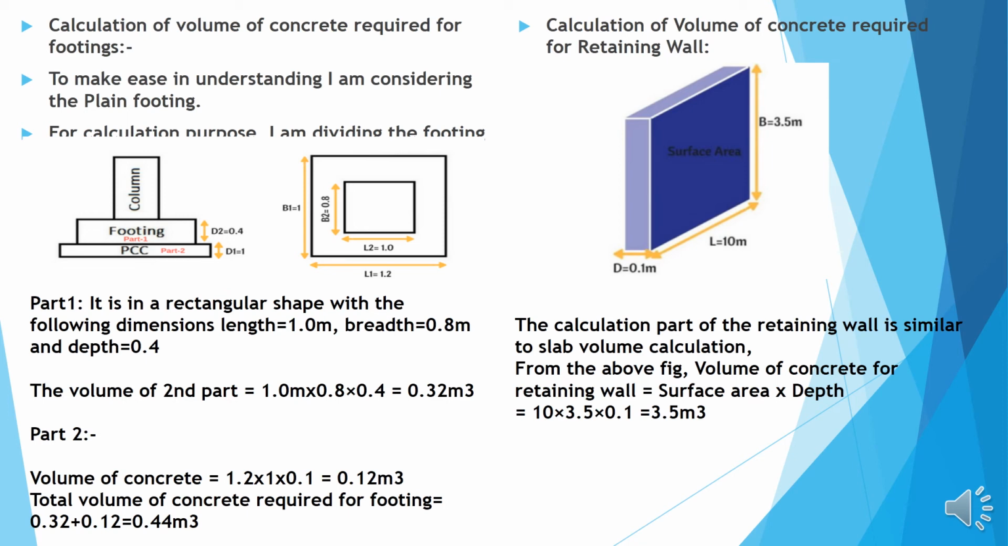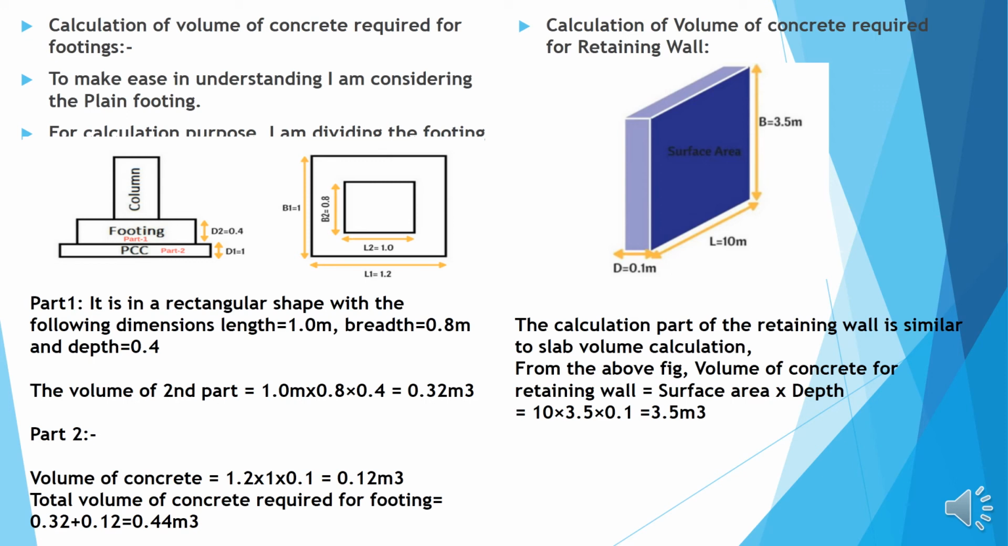It is in a rectangular shape with the following dimensions: length 1 meter, breadth 0.8 meter, depth 0.4. The volume of part 1 is 1 meter by 0.8 by 0.4, that is 0.32 m cube. Part 2, volume of concreting will be 1.2 into 0.1 is equal to 0.12 cubic meter. So, the total volume of concreting required for this step footing is equal to 0.32 plus 0.12 is equal to 0.44 m cube.